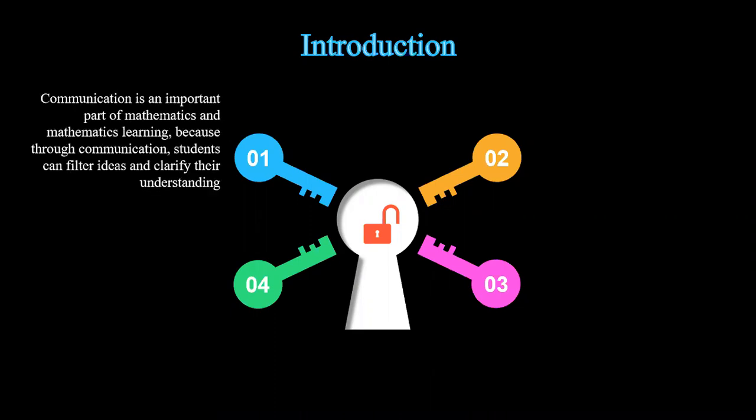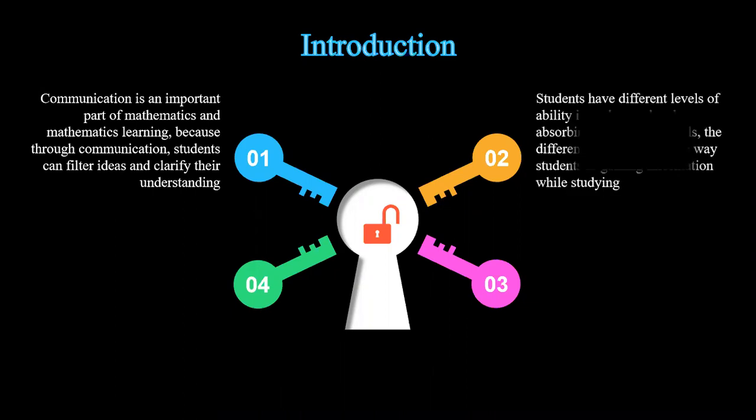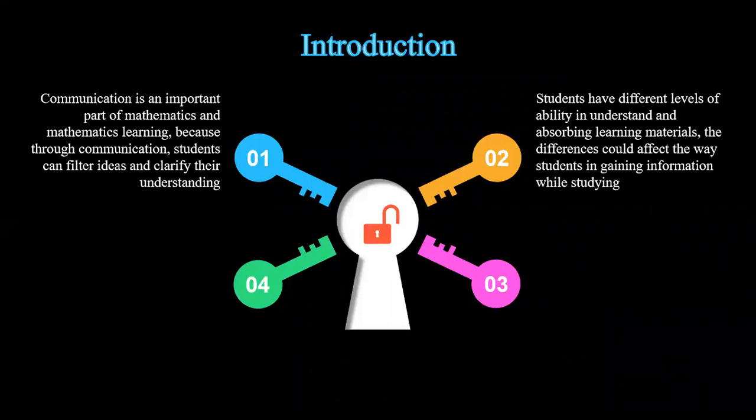Point 1. Communication is an important part of mathematics and mathematical learning because through communication students can filter ideas and clarify their understanding. Point 2. Students have different levels of ability in understanding and absorbing learning material. The different levels affect the way students gain information while studying.